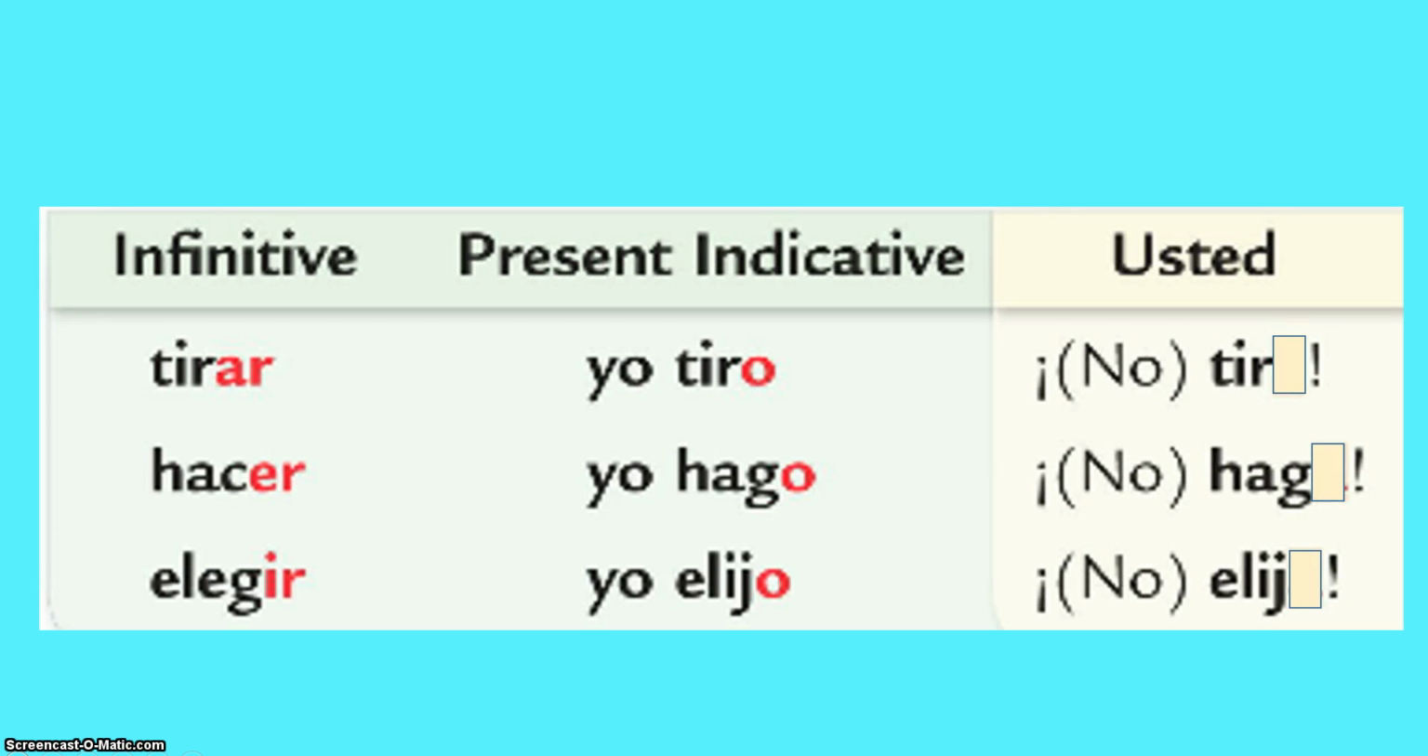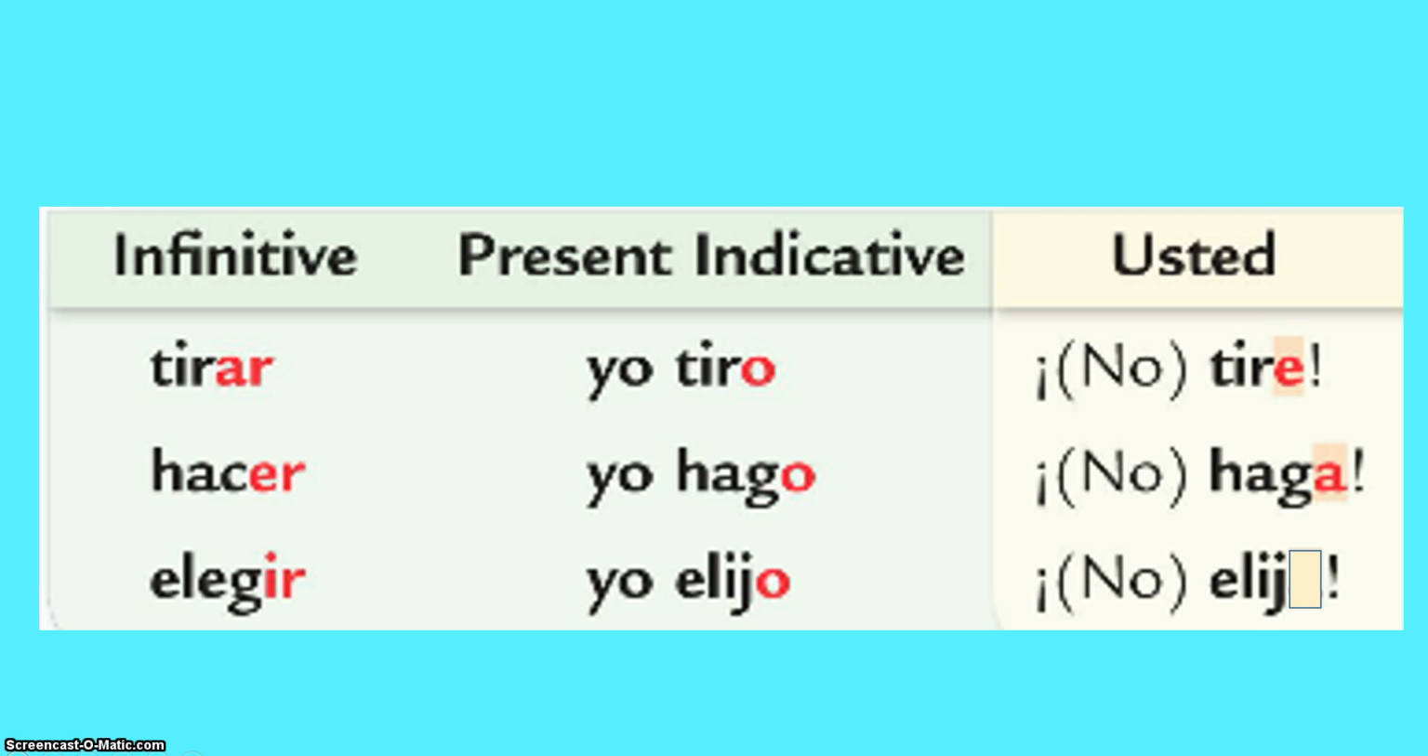So, let's look at the verb tirar. I went to my yo form in the present tense, tiro. And then I want to drop the o and add on an e, since it's an AR verb. Tire. If I want to make it negative, I just have to add the word no in front of the verb command. No tire. The verb hacer, I go to the yo form, which is hago. Since hacer is an ER verb, when I drop the o off the yo form, I'm going to add on an a. Haga. To make it negative, I just add the word no in front.